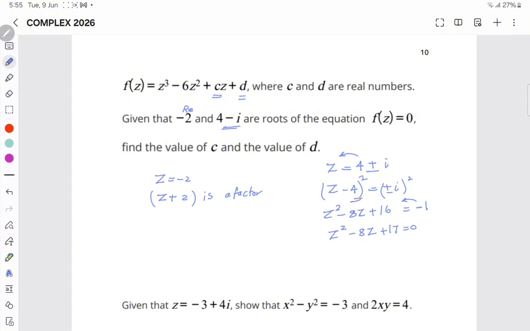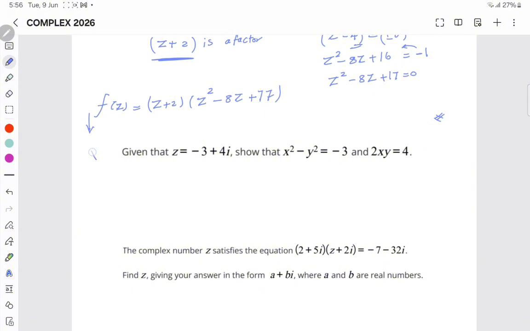Now, to find the cubic equation, we just multiply that factor together. z plus 2 with the quadratic factor. Expand that, then collecting like terms like we did previously, then compare with the given equation to state the values of c and d. It's a very good question here.